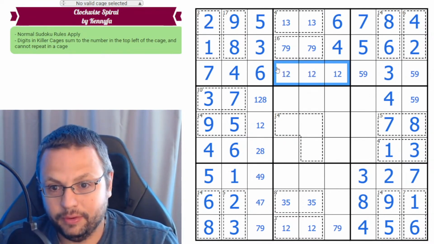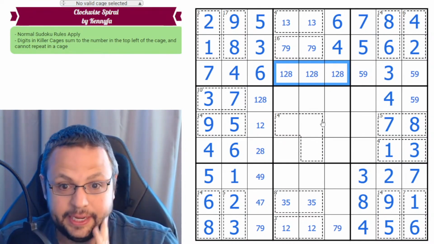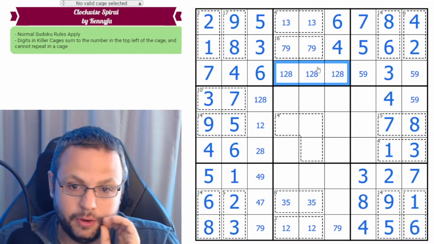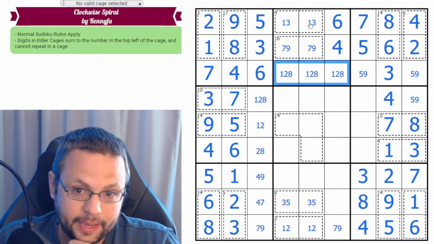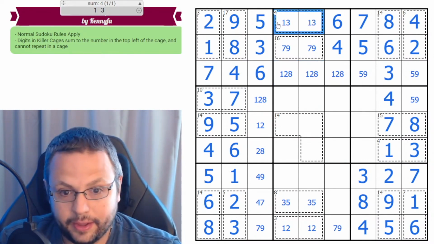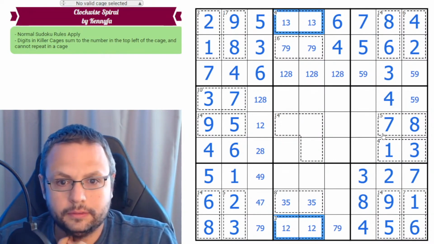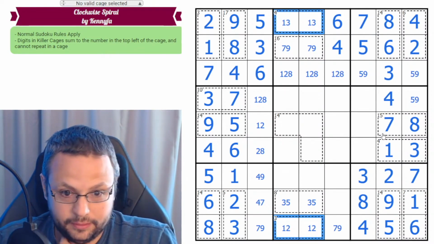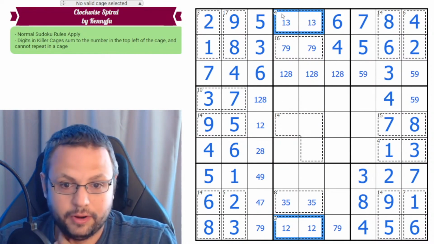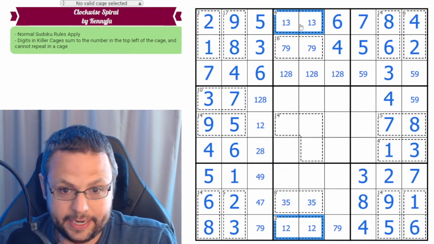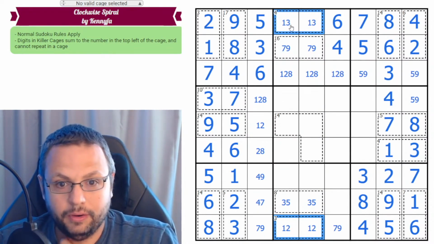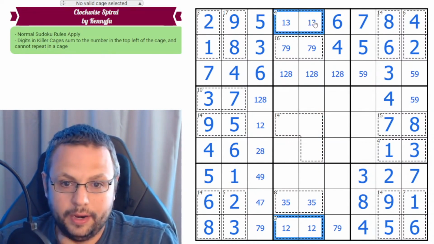1, 2, 3, 4, 5, 6, 7, 8, 9. Okay, 1, 2, 8 is what is here. So again, we can use our ones. Again, we can use our sort of Jovi wing technique. So there's a 1 up.